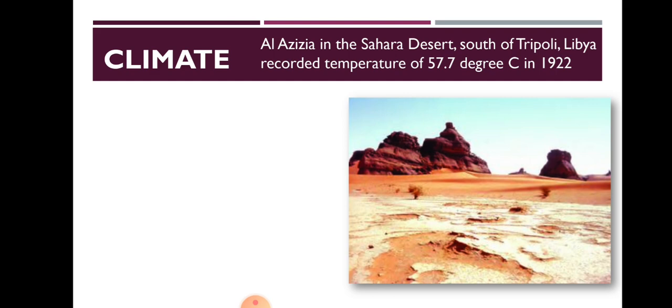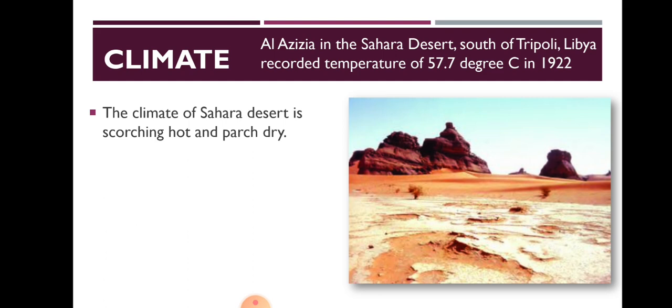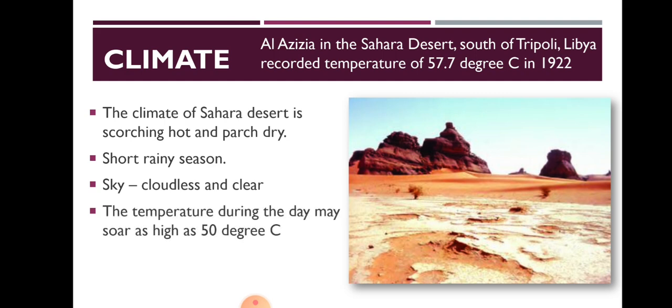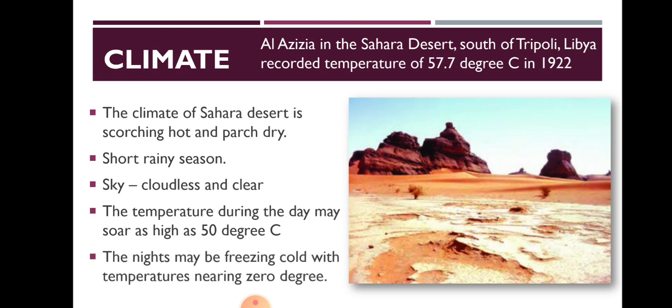Now the climate. In the Sahara Desert, south of Tripoli, Libya recorded a temperature of 57.7 degrees Celsius in 1922. The climate of Sahara Desert is scorching hot and parched dry. It receives a very short rainy season and the sky is most of the time cloudless and clear. The temperature during the day may soar as high as 50 degrees Celsius. The night may be freezing cold with temperature nearing 0 degrees.